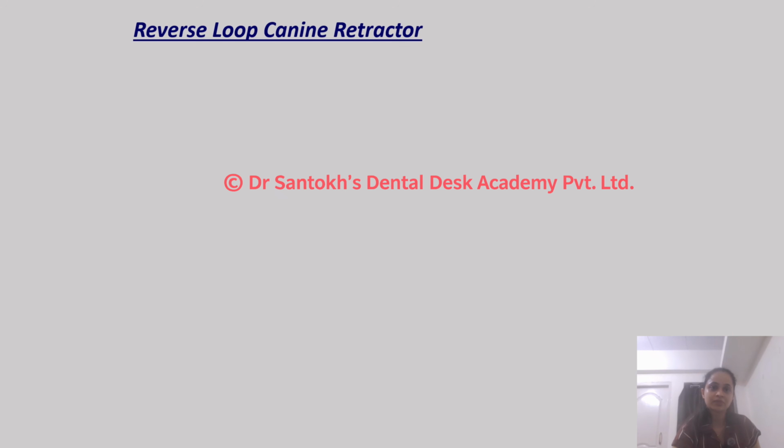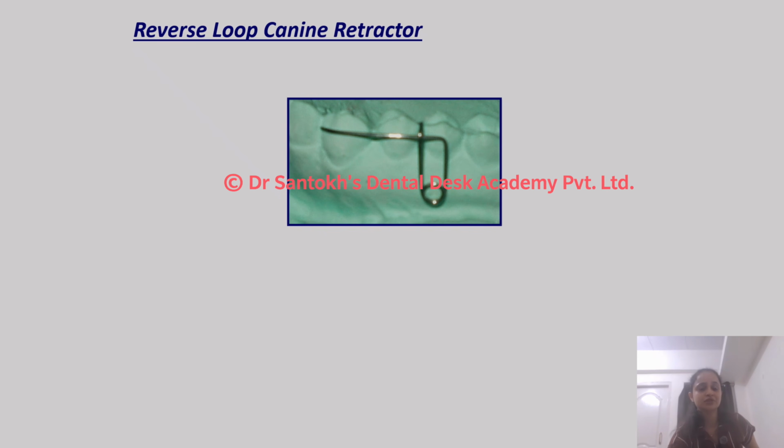Next, coming to reverse loop canine retractor. So this is a reverse loop canine retractor. This can be used in case of shallow sulcus. Okay, how will you activate it? Activation is by cutting this free end and then readapting it. Okay, so this is a reverse loop canine retractor. Just remember the diagrams.